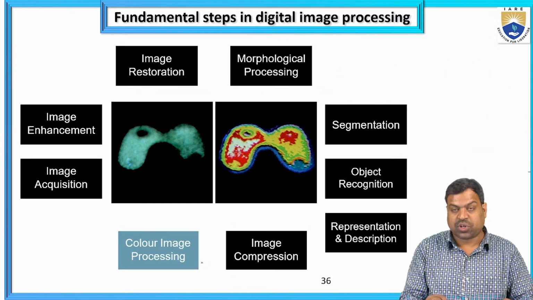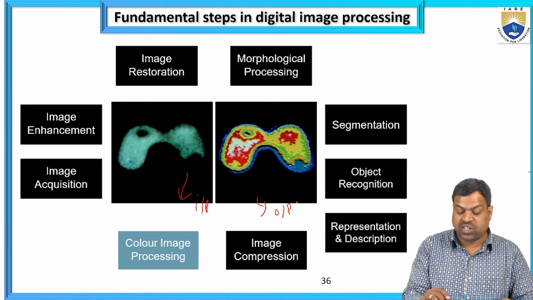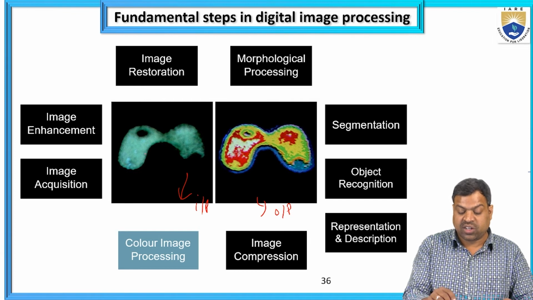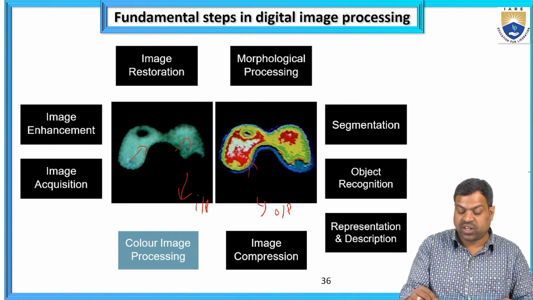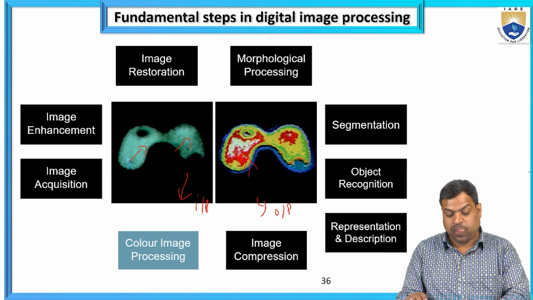Next, color image processing. There is one input image and one output image. What is the difference? In the input image, the colors are unidentified. So I am applying some colors, for example red and white, to that image. That is color image processing.